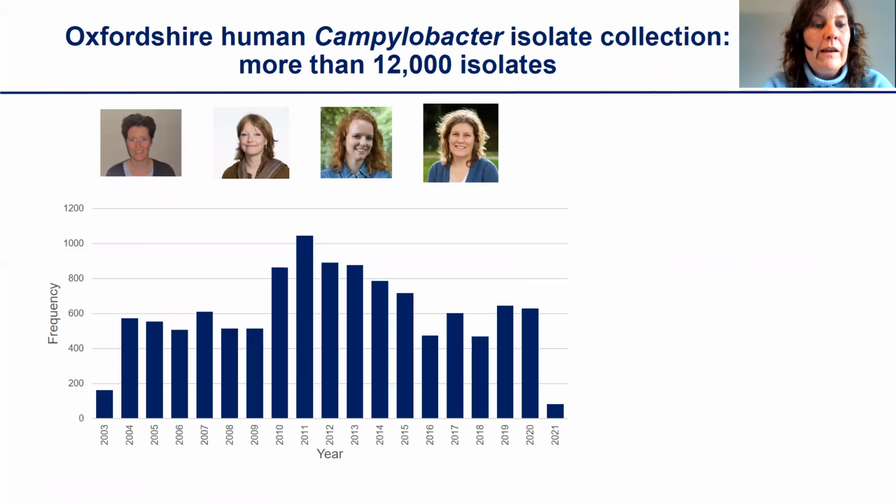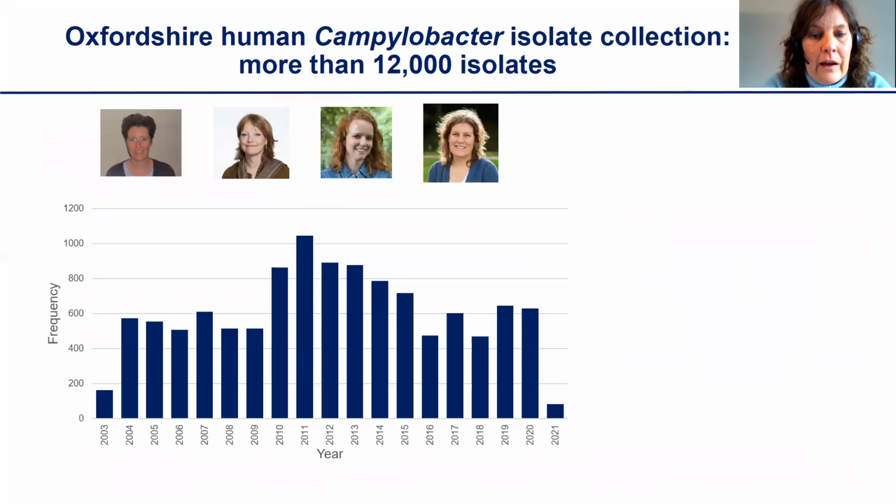So we have a unique collection of Campylobacter human disease isolates in Oxford, spanning 18 years now. It started in 2003 by Kate Dingle, and then Ali's literally collected thousands and thousands of isolates over the years. And more recently, Sophie and I have continued the collection. So these are human disease isolates that come through the door of the John Radcliffe Clinical Microbiology Lab.